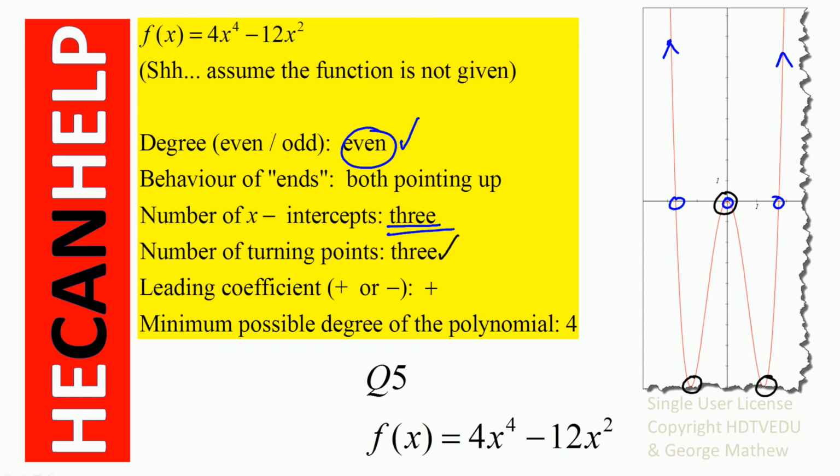Leading coefficient is plus or minus? It has to be plus. Positive. All right. Both ends are pointing up. What is the minimum possible degree of the polynomial? It is even and it is 4. Why not 2? Well, if it is 2, we only have one minimum or one maximum. If it is 4, we can have 3 turning points. 1, 2, 3 turning points. Because we have 3 turning points, we have to exclude quadratic equations. So we go with minimum degree 4.